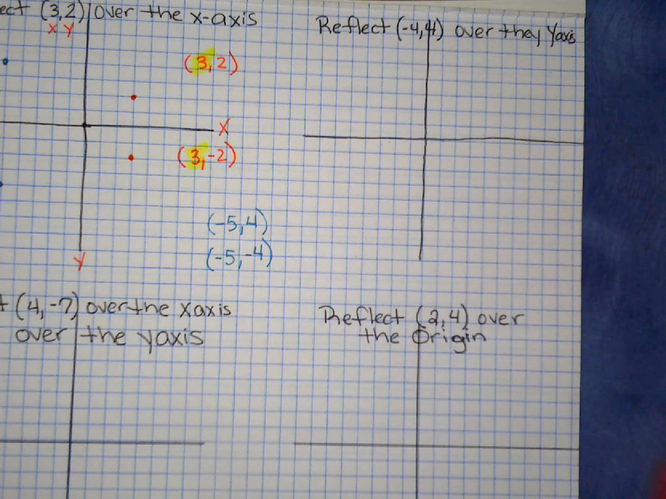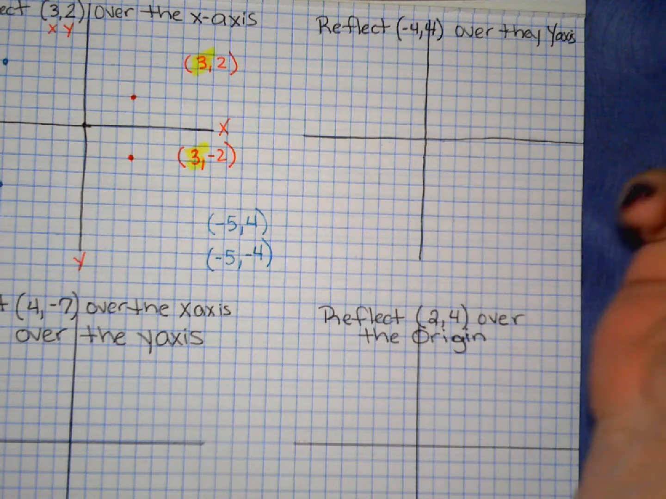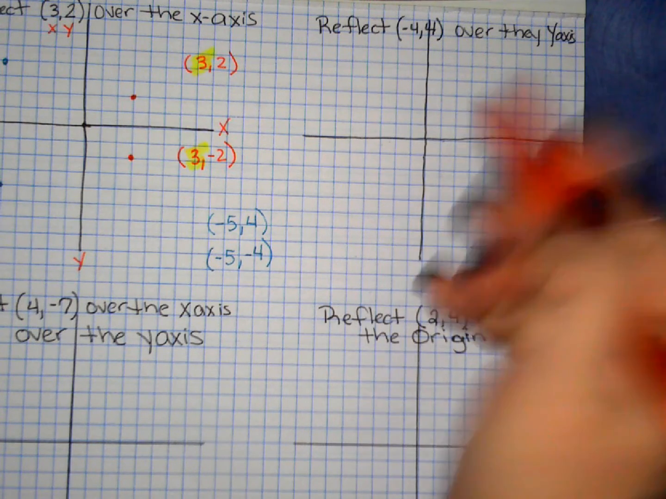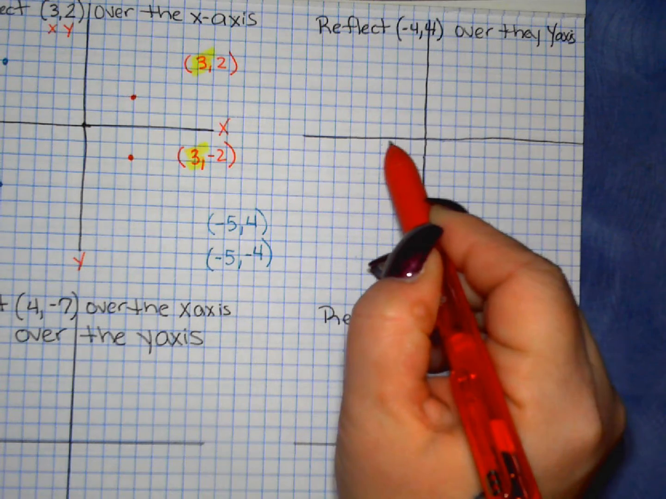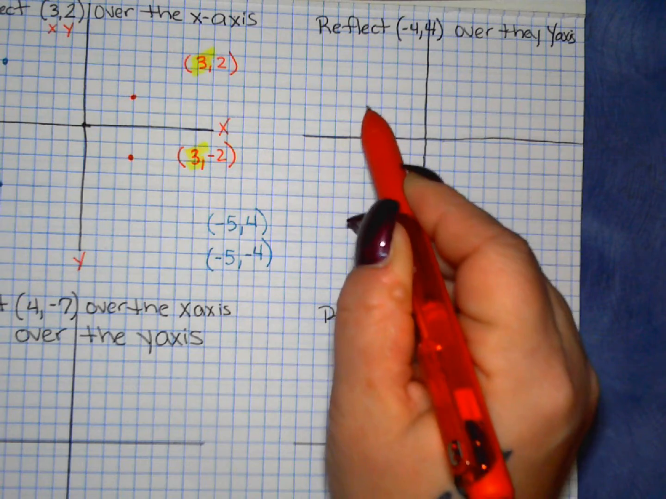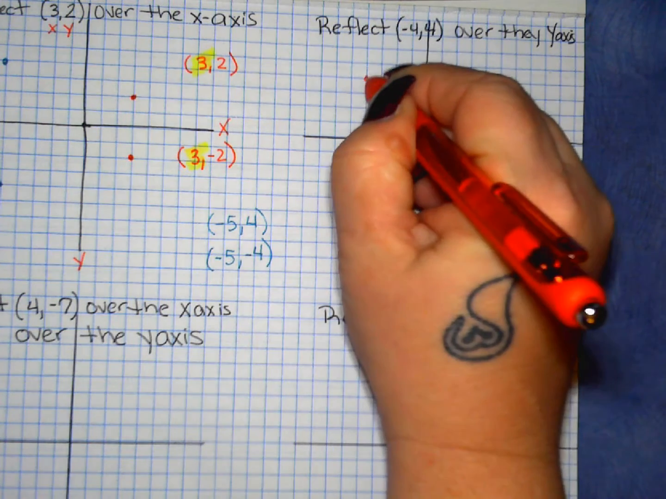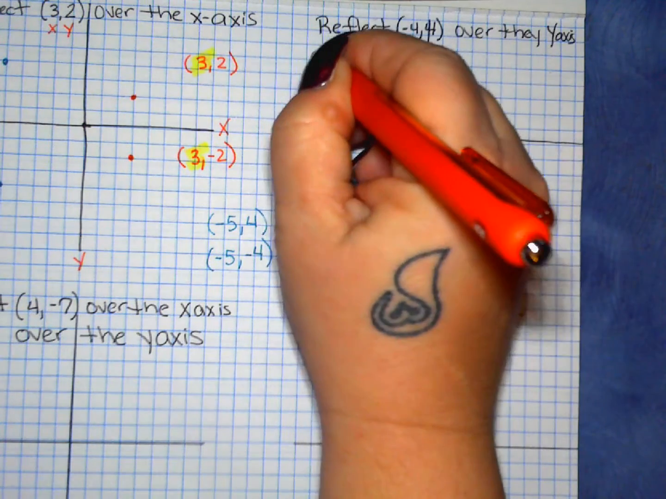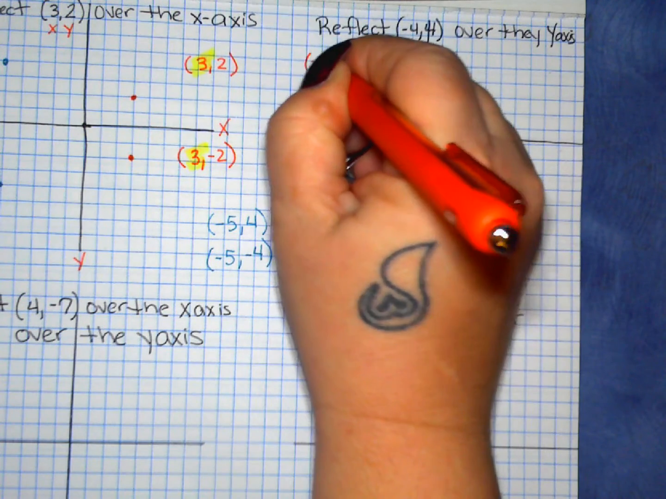Let's try another. Okay, this time we're going to reflect -4, 4 over the y. Okay, so -4, 4. First, let me find -4, 4. -4 is to the left. 1, 2, 3, 4. And 4 is up. 1, 2, 3, 4. And again, remember we're doing -4, 4.